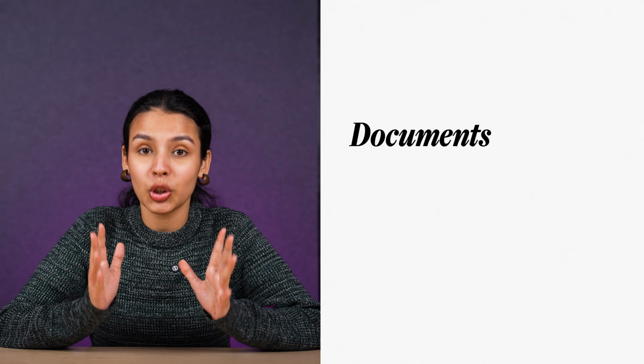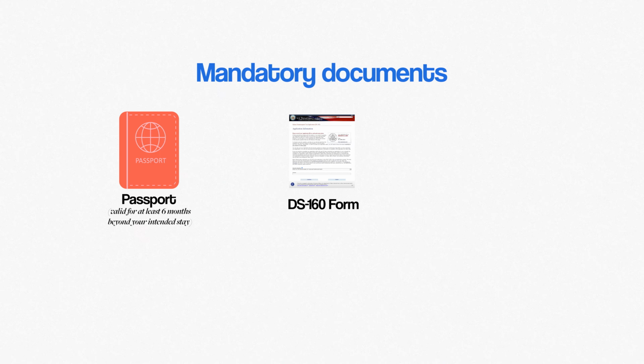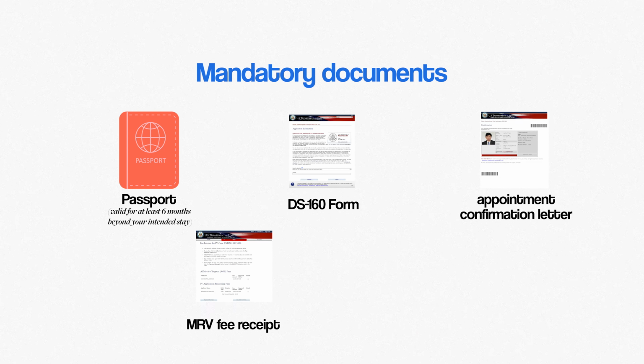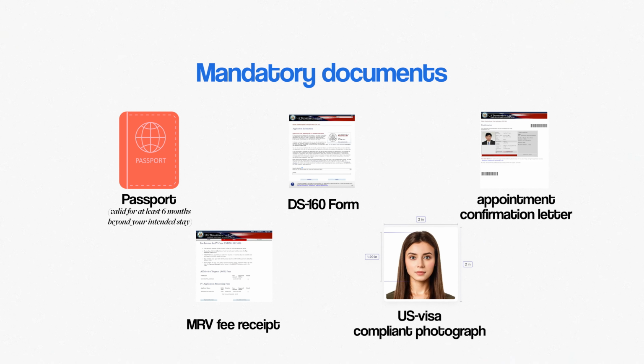So let's discuss the documents you must carry. Mandatory documents include your passport. It must be valid for at least 6 months beyond your intended stay, plus any old or expired passports as they help show your travel history. Second, the DS-160 form, which is the online non-immigrant visa form. Third, the visa appointment confirmation letter. Fourth, the MRV fee receipt for the visa application fee. Fifth, a recent US visa compliant photograph.